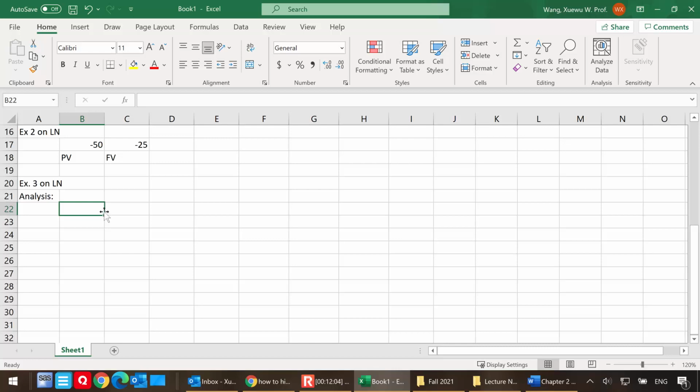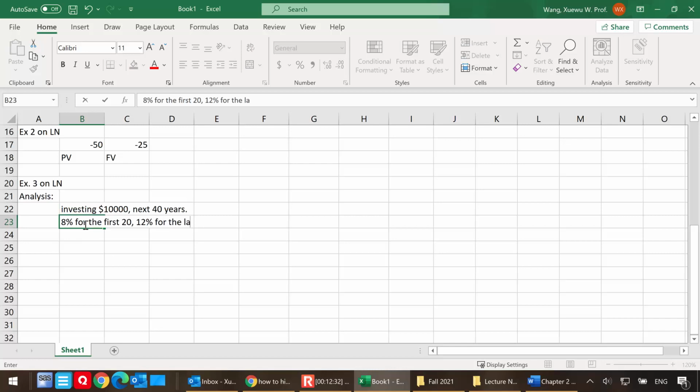So we're talking about investing $10,000, and we're talking about the next 40 years. Apparently that is information about a very interesting time point. And you have the investment plan that will pay you 8% for the first 20, and then 12% for the last 20. So you see that we have 3 interesting time points here at the least.